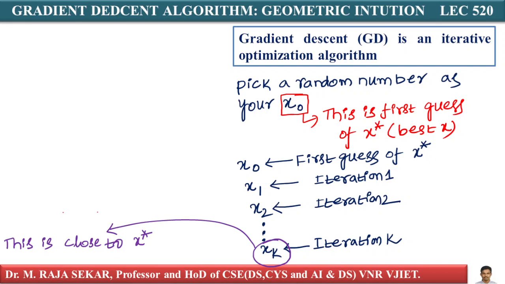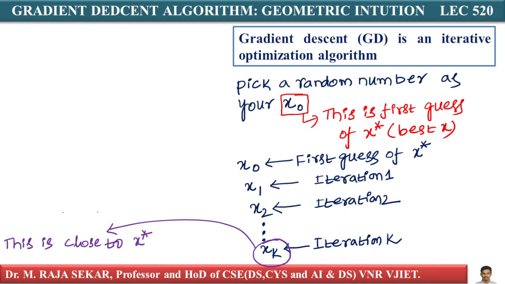The objective in this iterative algorithm is that as your iteration number increases, you have to move closer and closer to x star. That is important, isn't it? That is your objective. Now let's see how it works. Let's understand the gradient descent algorithm geometrically first. Let's take the simplest example because this is intuitive.